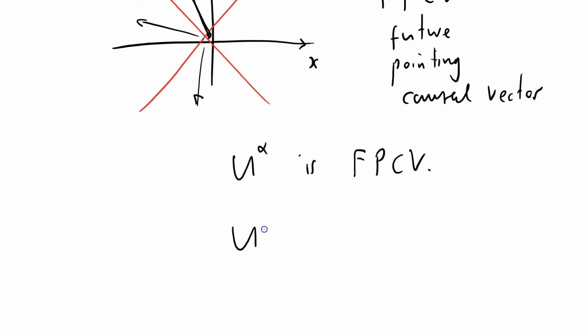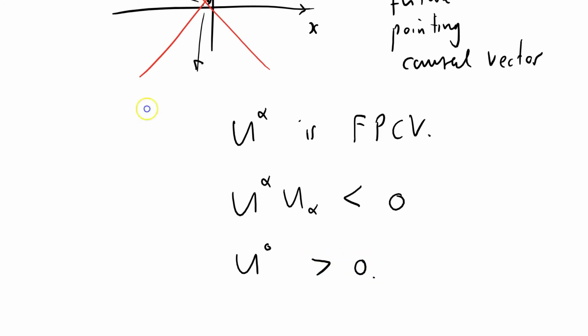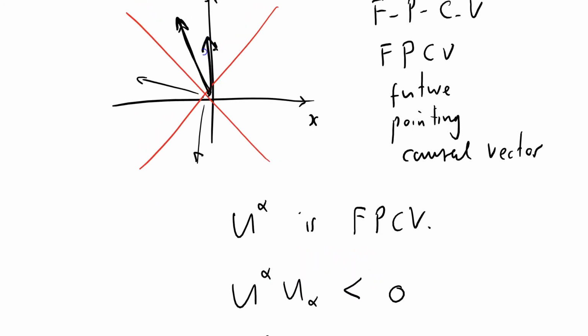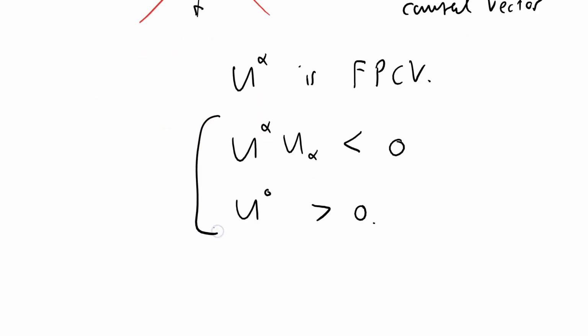Well, that means two things. It means that U alpha U alpha has got to be less than or equal to 0. No, not equal to, it's got to be strict, because if it was equal to 0 it would be a light cone. And also U0 has got to be positive as well. So it's like the vector in the unit time direction. Those things there are a future pointing causal vector.